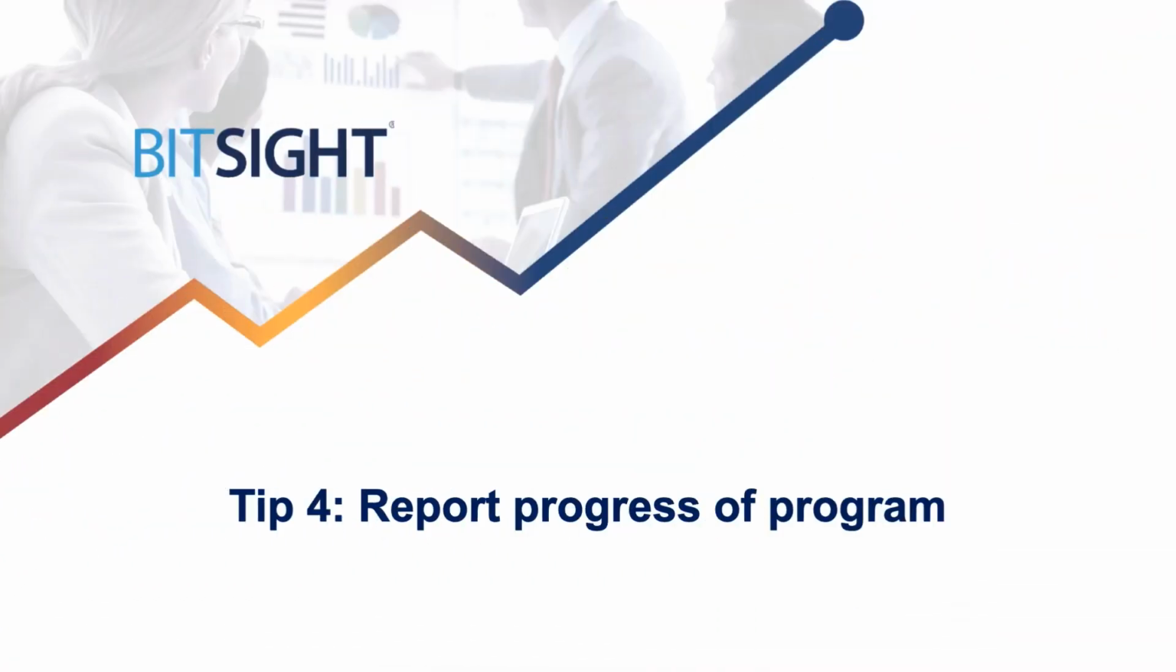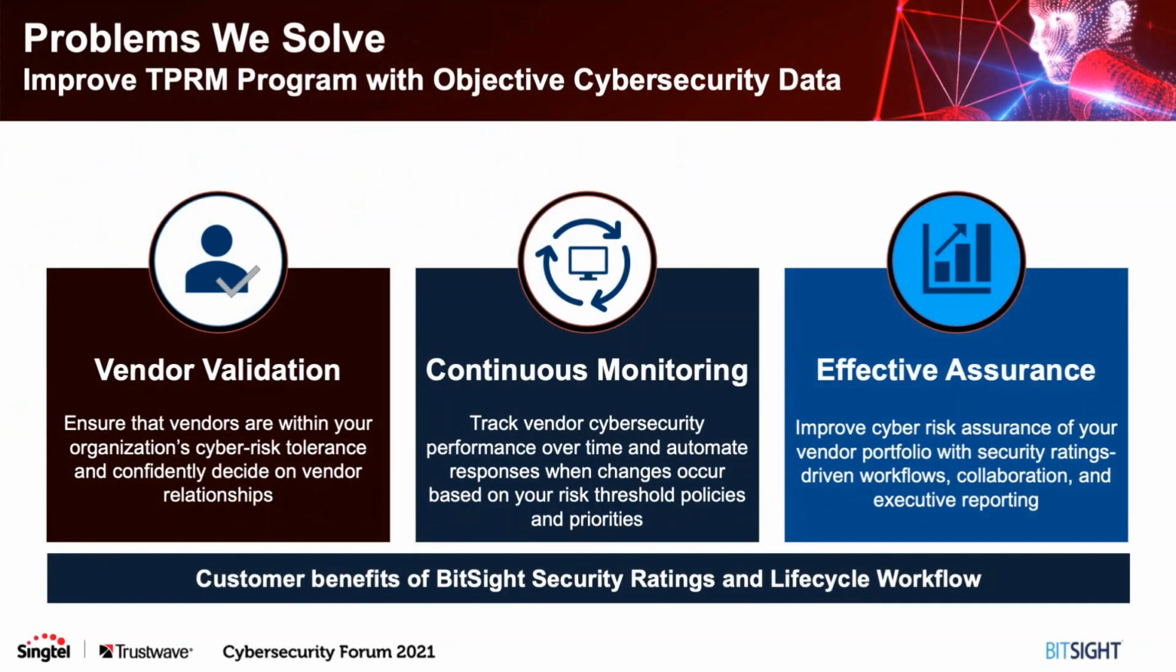In tip 4, we talk about how you can report on the progress of your program. Basically, the effective assurance element is going to allow you to improve your cyber assurance program through viewing vendor portfolio risk along with the progress of your lifecycle throughout each of these workflow-driven stages.